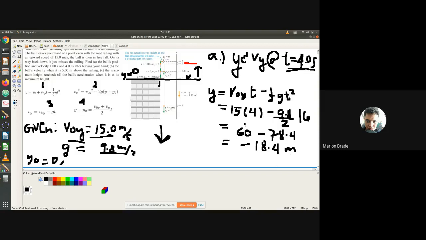So therefore, ang ball after 4 seconds naa na diri, kini akong gilinyahag blue. Mao ni ang y equals 0. So therefore, ang negative 18.4 naa na ni ubos aning rooftop. So 18.4 meters below the rooftop. Mao na ang imuhang position after 4 seconds.